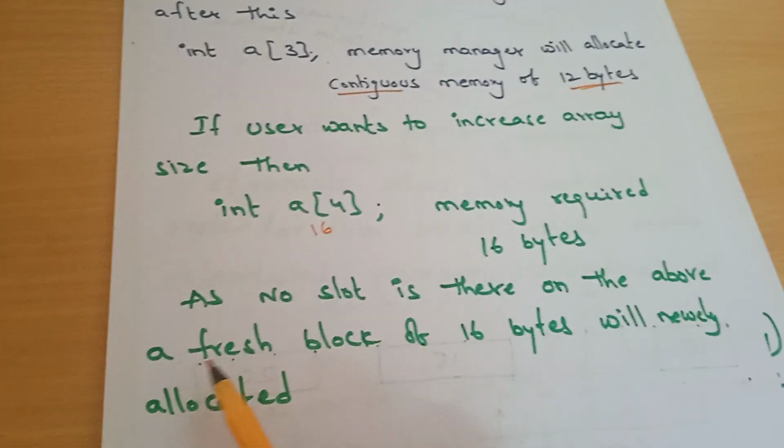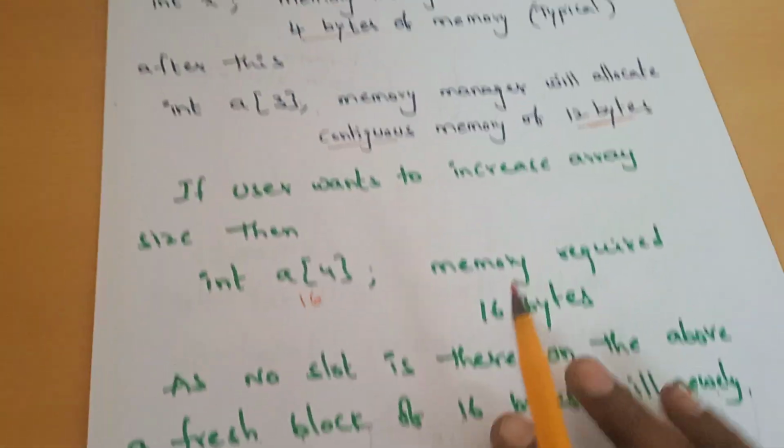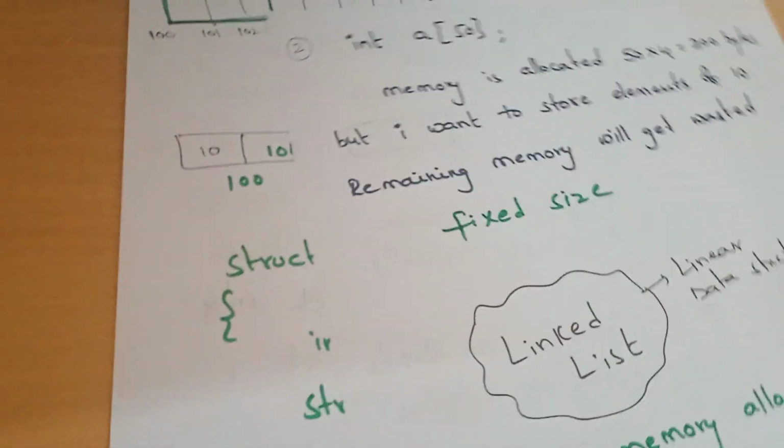Fine. Now what the memory manager will do is, a fresh block of 16 bytes will be newly allocated. So this is the drawback of arrays.